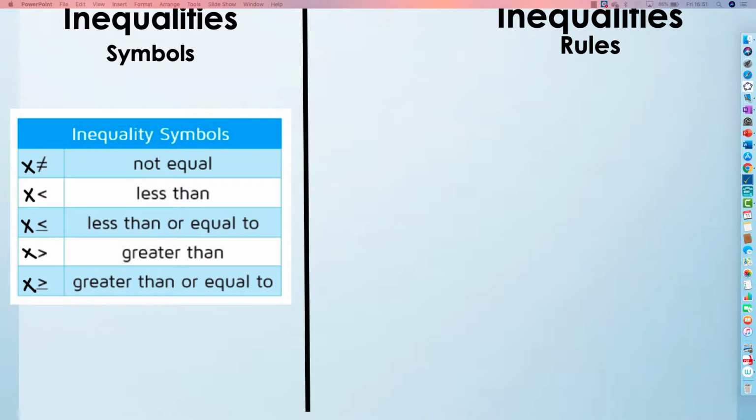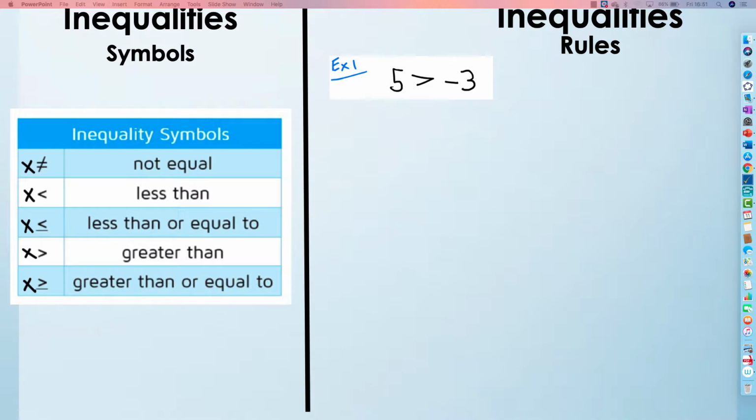So whichever is next to the x. That's a big amount next to the x, so it's greater than. The small amount is next to the x, so it's less than. What's the difference between this and this one here? The line underneath, exactly. This means less than or equal to. The little line underneath the sign means equal to. And what's the difference between this one and this one? The line underneath. Greater than or equal.